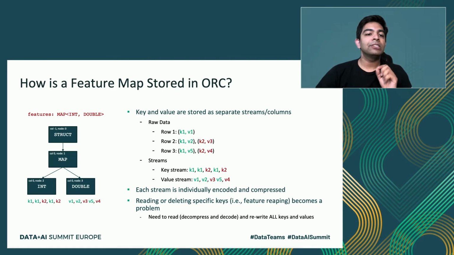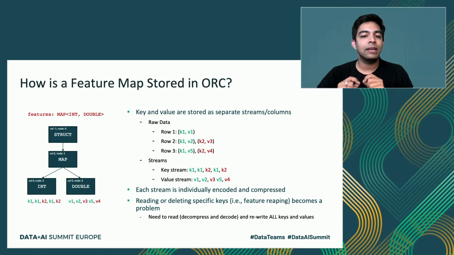So now let's see how a feature map is actually stored in the ORC table. By default, the keys and the values in this map are stored in separate streams or columns. For instance, let's consider that we have 3 rows in this table. We have keys K1 and K2, and then we have values V1 and V5 that are spread across all these rows. Now, in this case, each key and value stream is individually encoded and compressed. This means that when we are trying to read or delete specific keys from the table, we need to read, decompress, and decode the keys and values, which is quite inefficient.